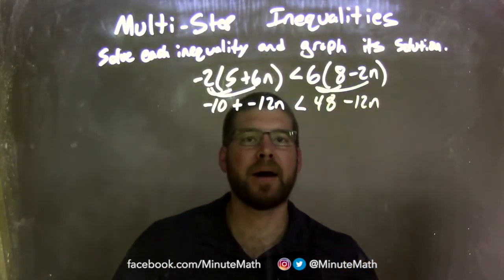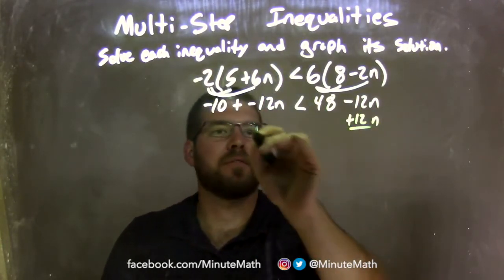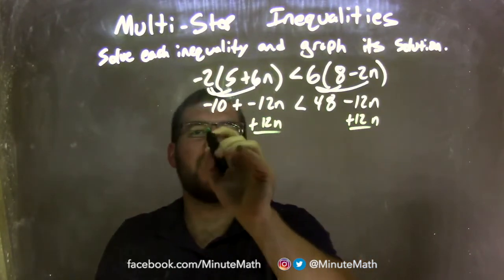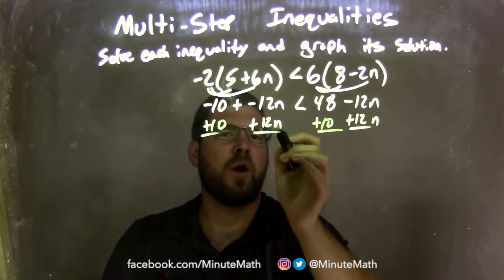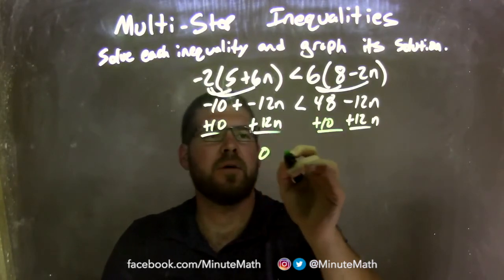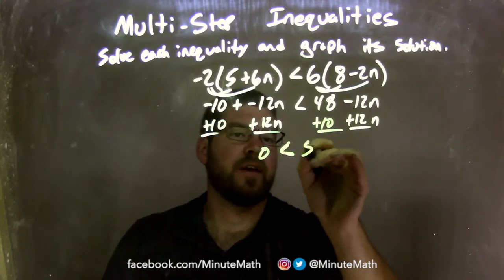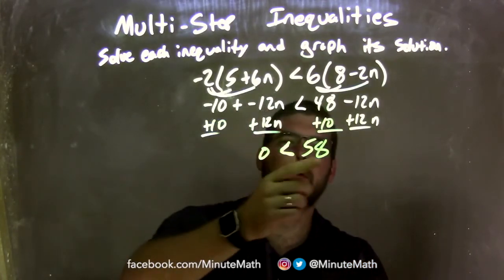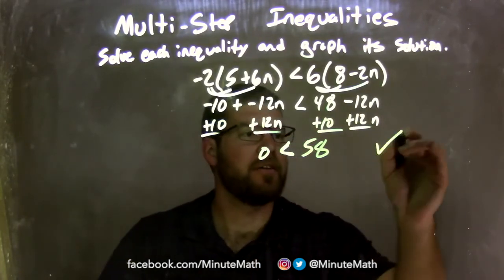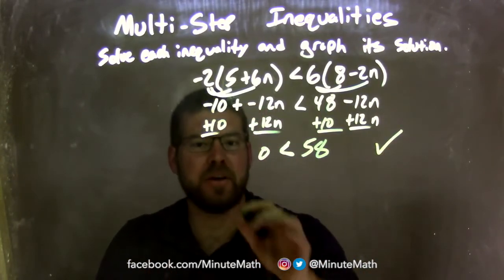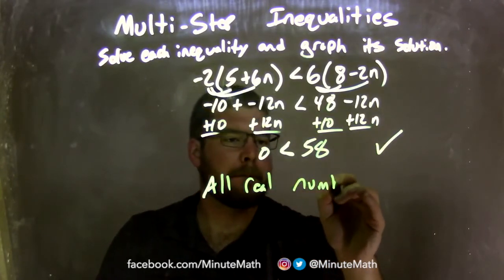Well, now I'm going to combine my like terms. So I'm going to add a 12n to both sides. Let's bring our n's to the left and our numbers to the right. I'm going to add a 10 to both sides. What that leaves me is -12n plus 12n is just 0, is less than, and then 48 plus 10 is 58, right? So now we have 0 is less than 58. Is that a true statement? Yes, it is. Since it's a true statement, my answer here is all real numbers, right?